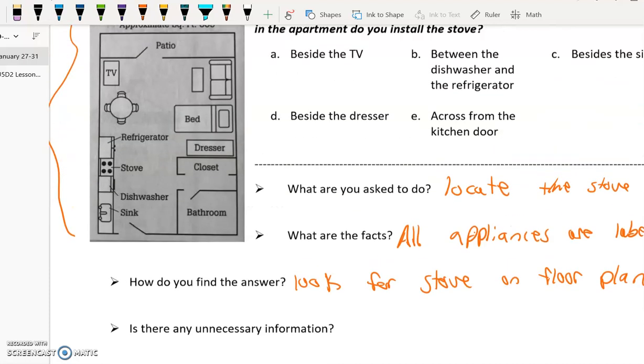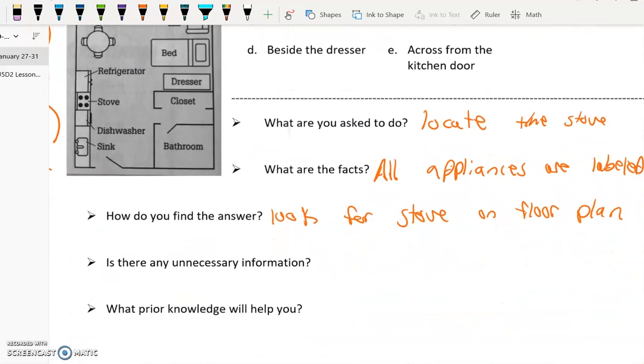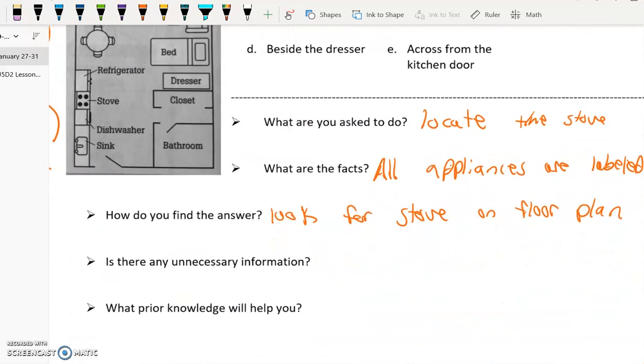Okay, and actually, if you recall when we started out this problem, I came right over here and I said, I bet you're looking at this picture right now trying to figure out the answer. That was the first thing that your brain did, was go to the floor plan and instantly say, where's the stove?